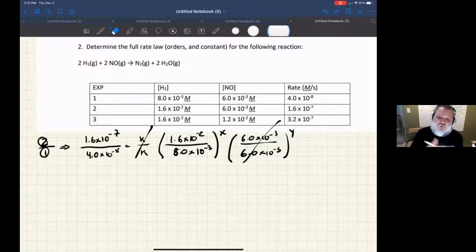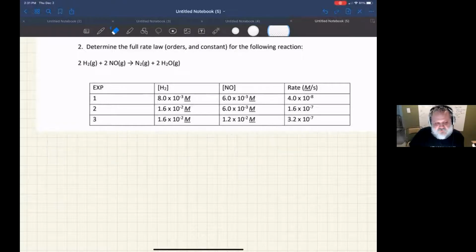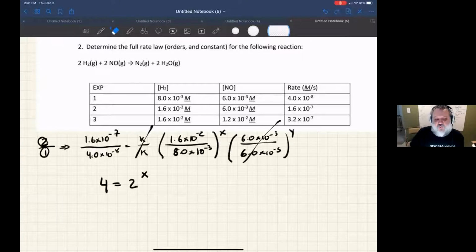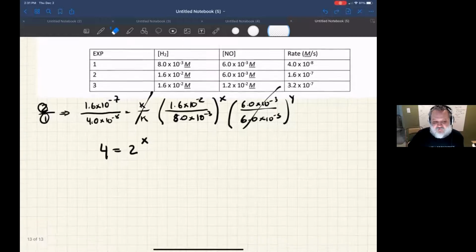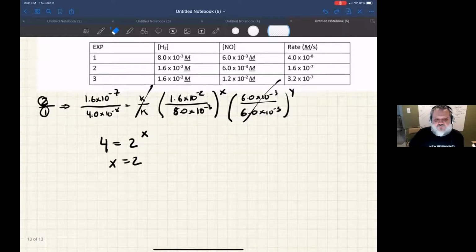Like I said before, here are my NO concentrations. They're the same, 6.0 times 10 to the negative 3. So that entire quantity to the power of y gets canceled as well. So what I end up with is 4 equals 2 to the x. And so now I have to solve for x. Well, what's x in this case? x equals 2. So now I figured out the order with respect to H2 is 2.